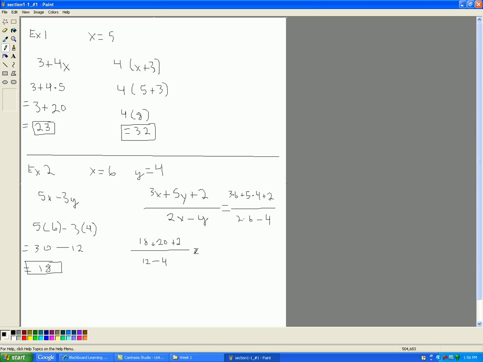Now the order of operations here tells us we have to do whatever's on top separate and then whatever's on the bottom separate, and then we can divide. So let's just work on the top for right now. 18 plus 20 plus 2 is 40. Now we can do the bottom. 12 minus 4 is 8. And now we have a nice simple problem. What started off really complex is now something really simple. 40 divided by 8 is 5.